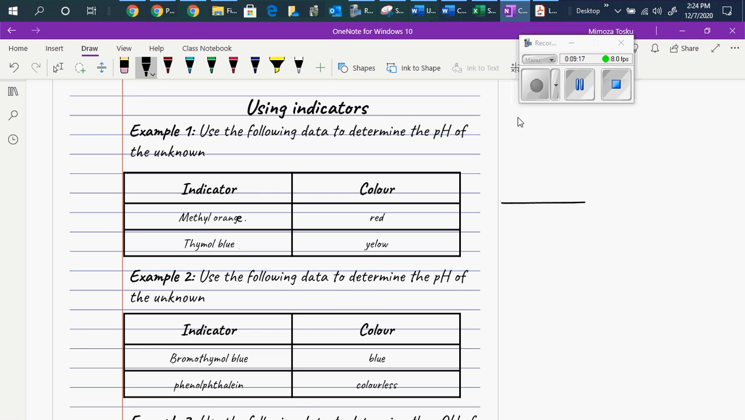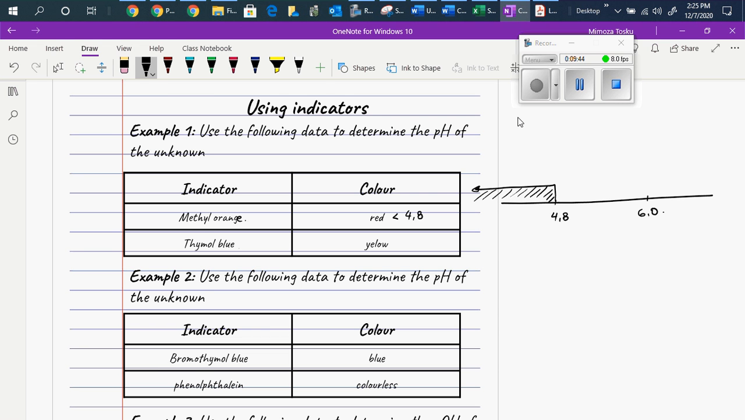So for methyl red, we will have 4.8 to 6.0, and what we have is a red color. So that means that the pH is less than 4.8.